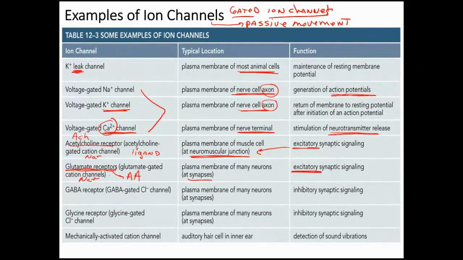Then opposite glutamate is GABA. And interestingly, gamma-aminobutyric acid is actually made from glutamate. So the precursor to GABA, like where does GABA come from? GABA is actually made from glutamate.